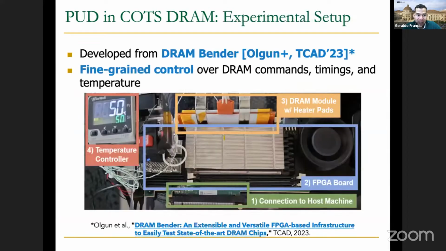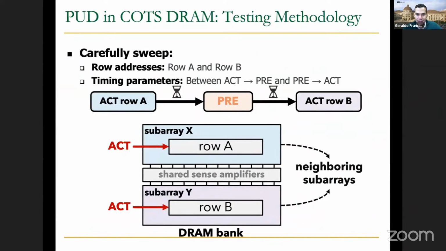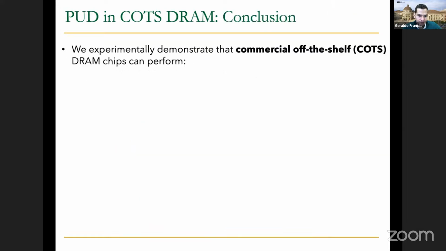What we do basically is we have this FPGA infrastructure where we have our custom memory controller, which allows us to have fine-grained control over DRAM commands, and one of those projects is going to be related to this infrastructure. And by following a testing methodology where we issue a sequence of DRAM commands called activate, precharge, activate, we can generate those in-DRAM row copies or in-DRAM majority operations.